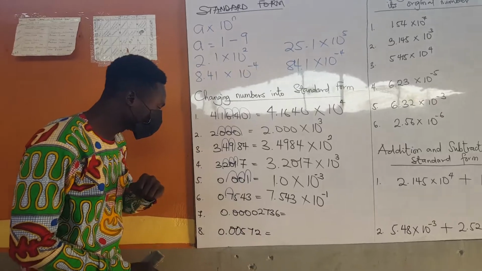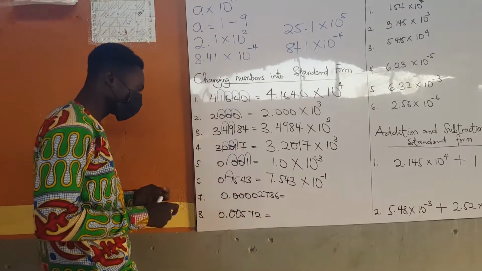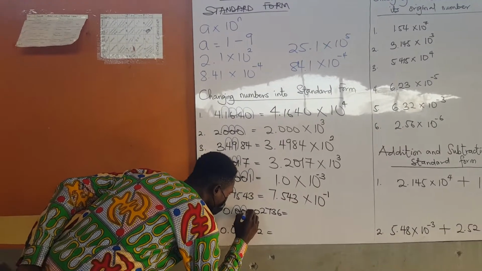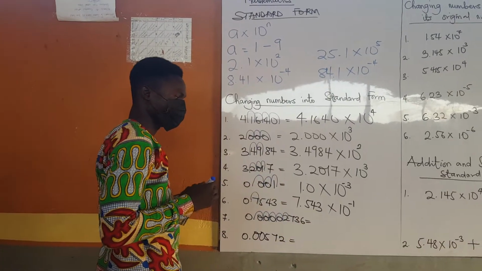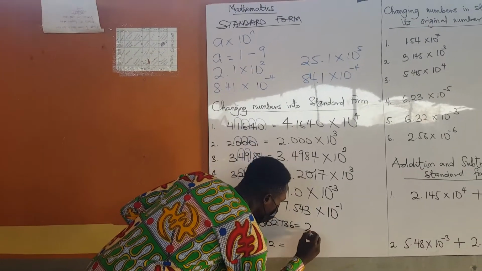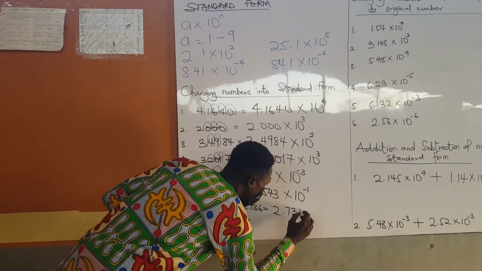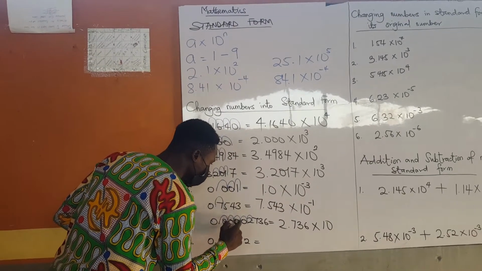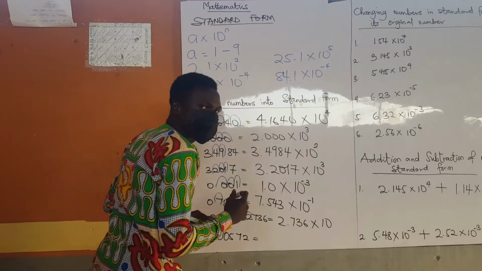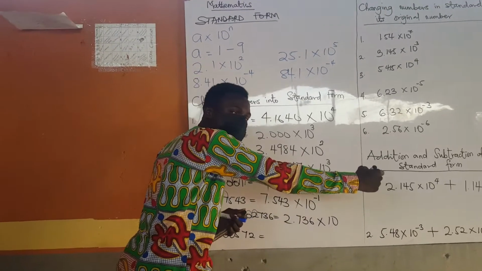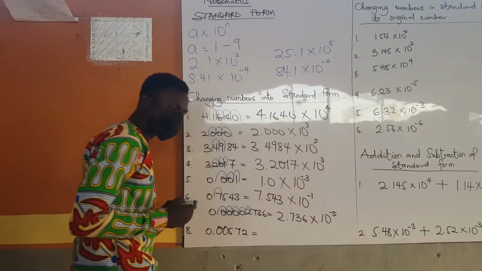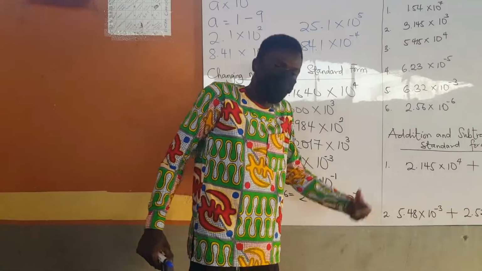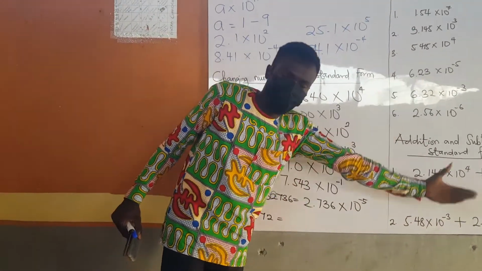Good. This one too, we have to change into standard form. I can't move this way because there are no numbers here. So moving gives me 1, 2, 3, 4, 5. This is going to give me 2.736 times 10 raised to the power... I moved 1, 2, 3, 4, 5 times. Because I moved to my right, the power of 10 becomes negative 5. So this in standard form is 2.736 times 10 raised to the power negative 5.